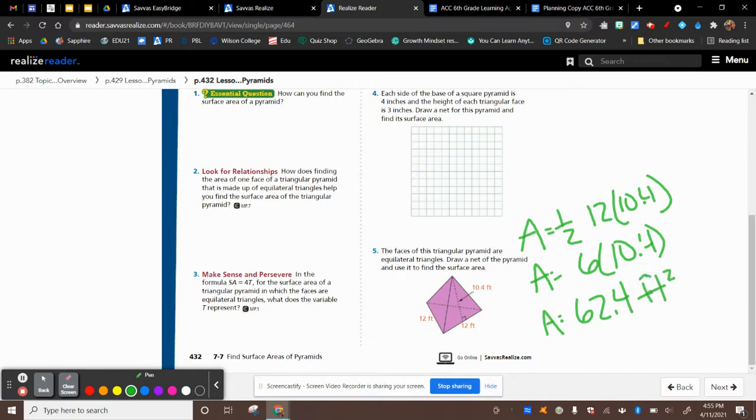Well, there's 4 of them. So if I multiply 62.4 times 4, I get 249.6 feet squared. And that is the surface area for that triangular pyramid.